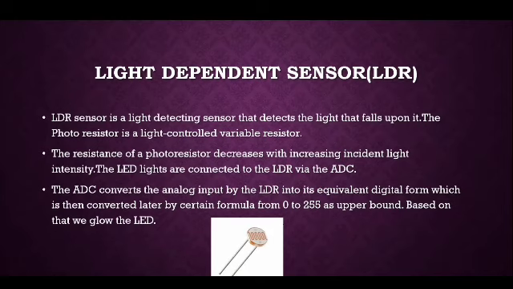And the components used in this project are, first, the LDR sensor. The LDR sensor is a light detecting sensor that detects the light that falls upon it. The photoresistor is a light controlled variable resistor. The resistance of a photoresistor decreases with increasing incident light intensity. The LED lights are connected to the LDR via an analog to digital converter. The analog to digital converter converts the analog input from the LDR into its equivalent digital form, which is then converted by a certain formula to a range with 255 as the upper bound. Based on this, the LED will glow.